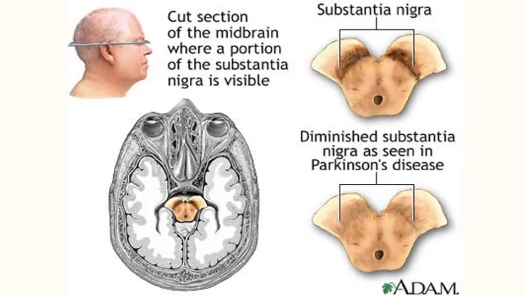Okay, so class, this is a picture which shows your substantia nigra. And this is the diminished substantia nigra as seen in Parkinson's disease. So for you to have a picture of where your substantia nigra is, you can see it on the left side of your screen. So this is where your substantia nigra is located. Okay, so this is a cross section of your brain at about the level of your eye. So substantia nigra is located there. As you can notice in Parkinson's disease, the substantia nigra is diminished.